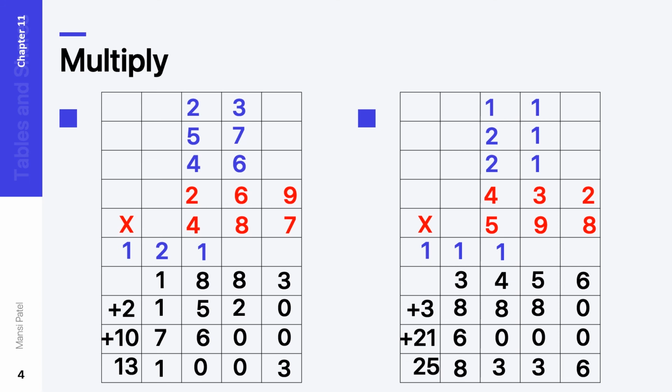So the answer of the multiplication of 432 multiplied by 598 is 2,58,336.